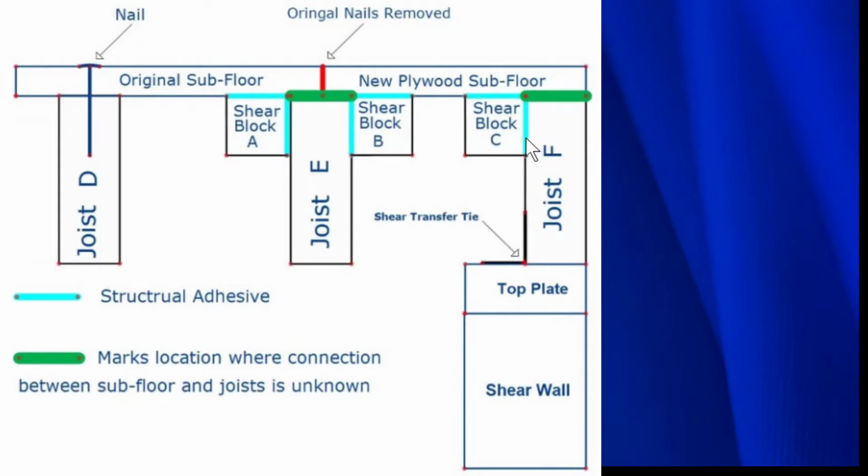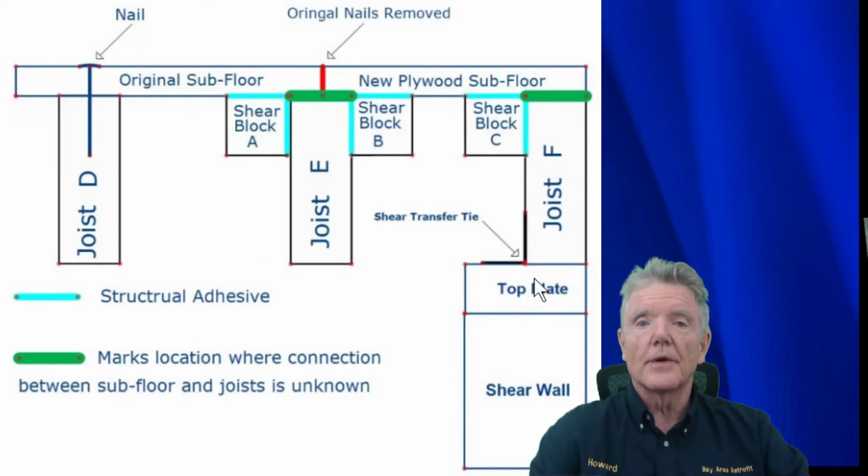So all the earthquake force goes finally through all those glued connections right here where we want it to go. And then we have our typical shear transfer tie connection right here, and then it goes into what you saw, the top plate earlier, goes into the shear wall and down into the foundation, and we've fixed this problem.